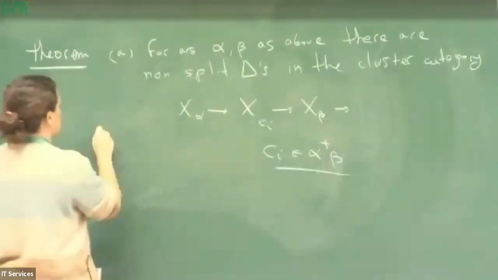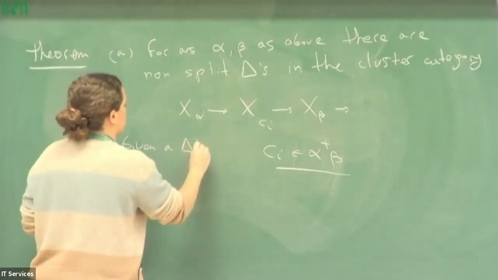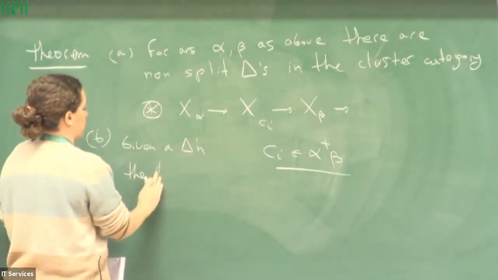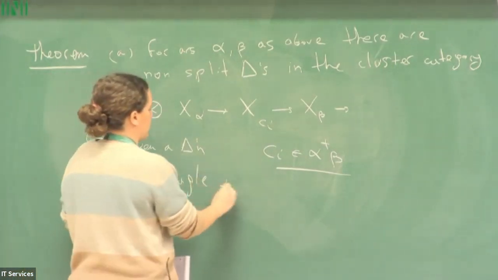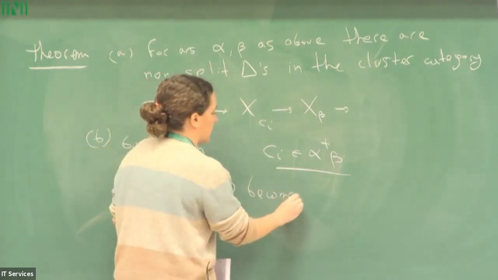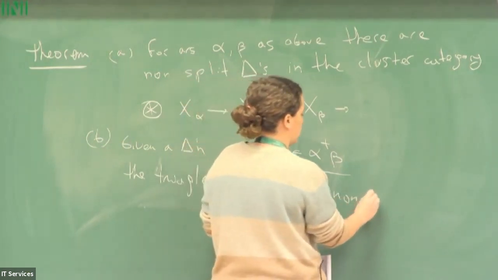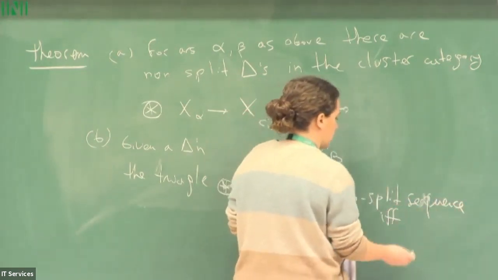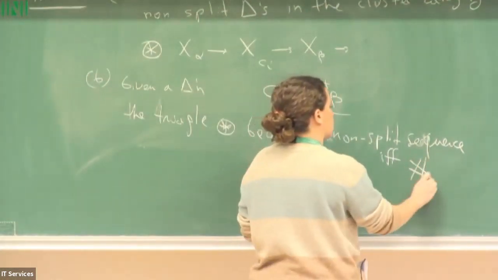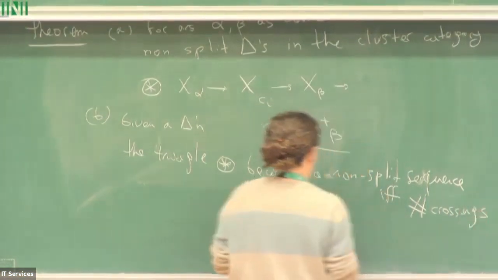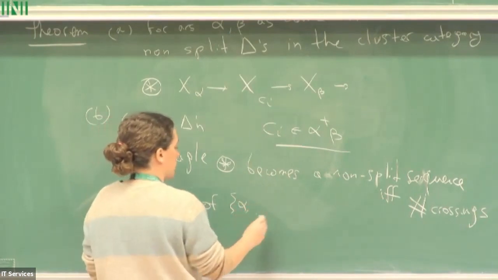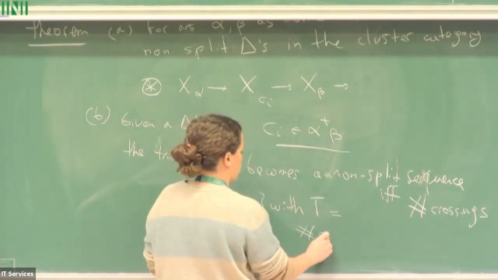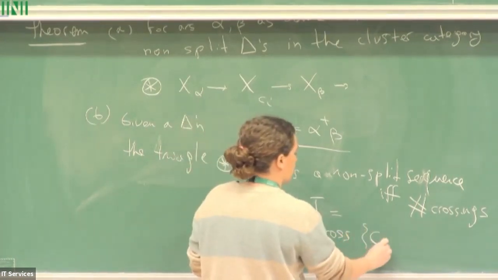And moreover, given a triangulation T, then the triangle becomes a non-split sequence if and only if the number of crossings of alpha union beta with T is the same as the number of crossings of your multicore with T.